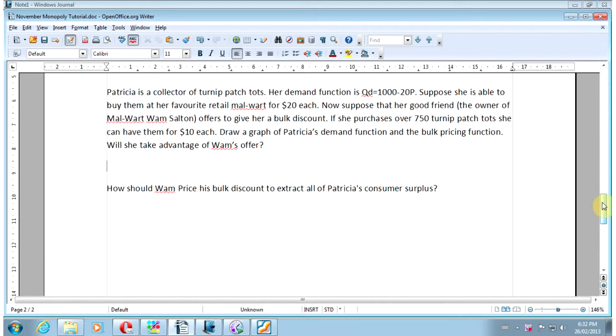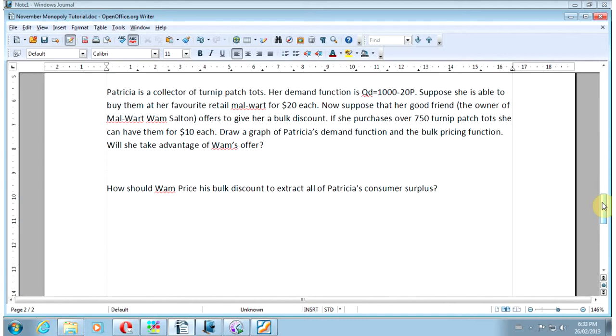So Patricia is a collector of turnip patch tots. Her demand function is QD is 1000 minus 20p. Suppose she is able to buy them at her favorite retailer Malwart for $20 each. Now suppose that her good friend, the owner of Malwart, Wham Sultan, offers to give her a bulk discount. If she purchases over 750 turnip patch tots, she can have them for $10 each.